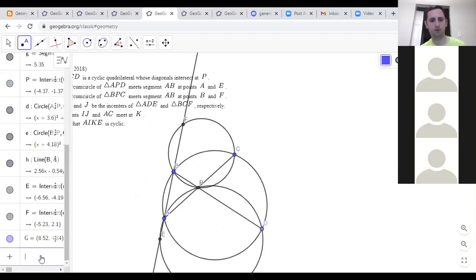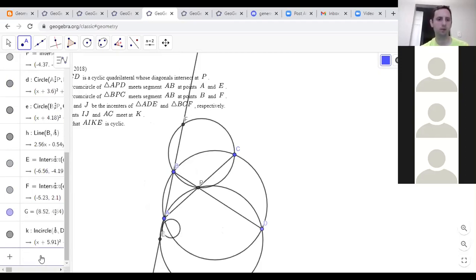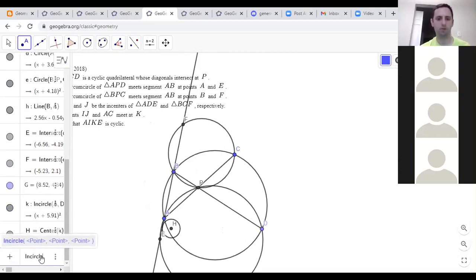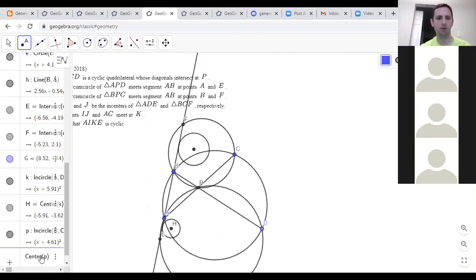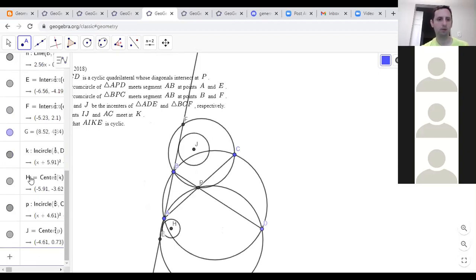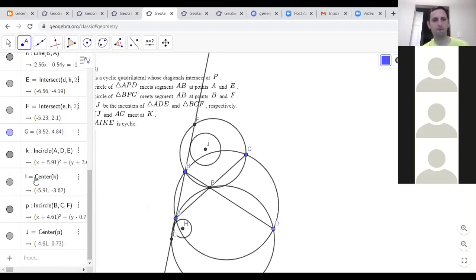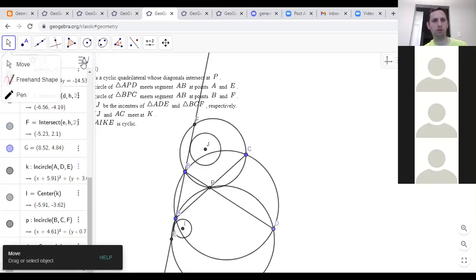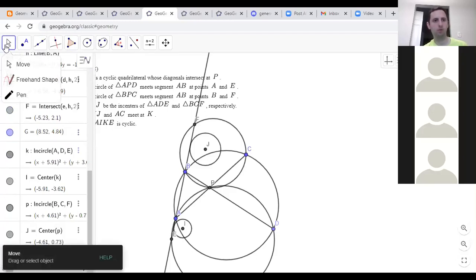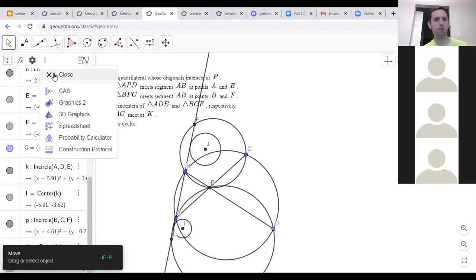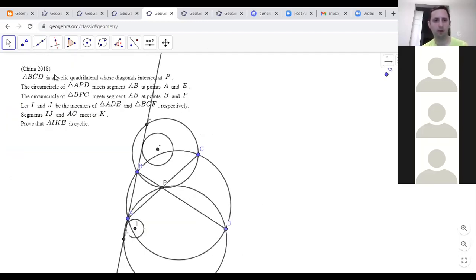So circle of ADE, sector K, in circle BCF, P, let's call that J, and instead of H, let's call this I. Okay. And now I'll close this. IJ and AC.